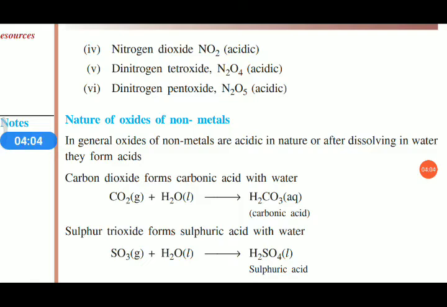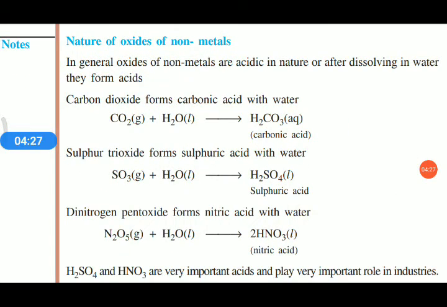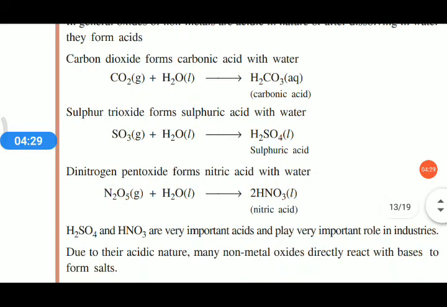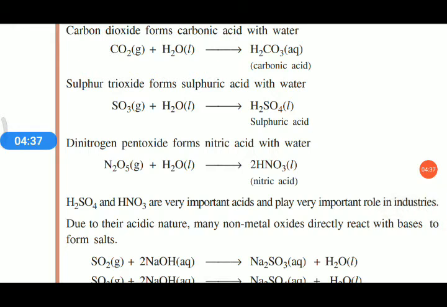It forms carbonic acid. That is why we say that overuse of these soft drinks causes ulcers or other disorders in the stomach. Sulfur trioxide forms sulfuric acid with water, SO3 plus H2O gives H2SO4. Dinitrogen pentoxide forms nitric acid with water, N2O5 plus H2O gives 2HNO3. Nitric acid.